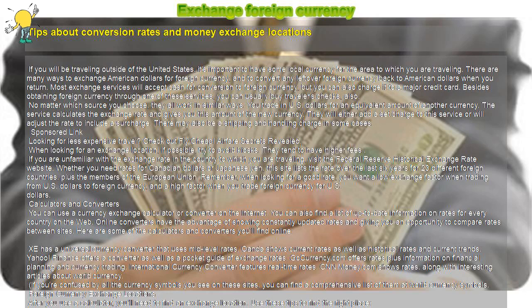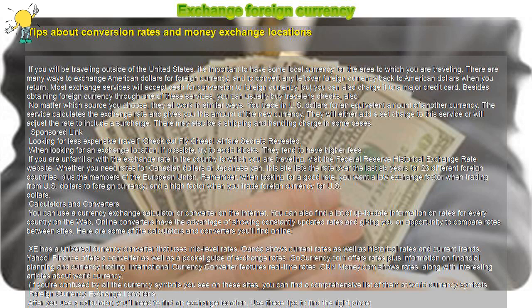Exchange foreign currency. Tips about conversion rates and money exchange locations. If you will be traveling outside of the United States, it's important to have some local currency for the area to which you are traveling. There are many ways to exchange American dollars for foreign currency, and to convert any leftover foreign currency back to American dollars when you return.